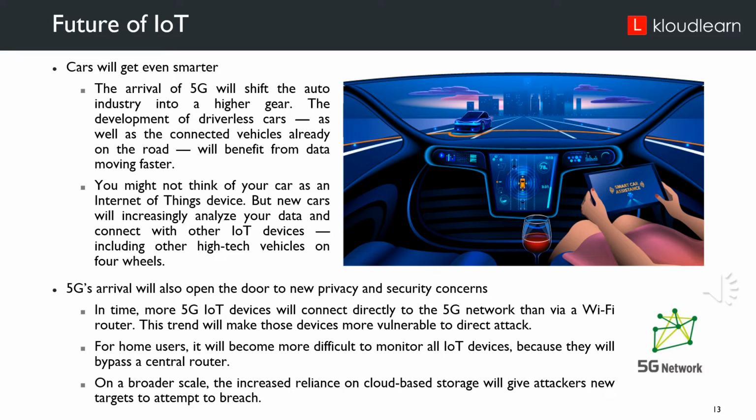5G's arrival will also open the doorway to new privacy and security concerns. In time, more 5G IoT devices will connect directly to the 5G networks than via a Wi-Fi router. This trend will make those devices more vulnerable to direct attacks. For home users, it will become more difficult to monitor all IoT devices because they will bypass a central router. On a broader scale, the increased reliance on cloud-based storage will give attackers new targets to attempt to breach.